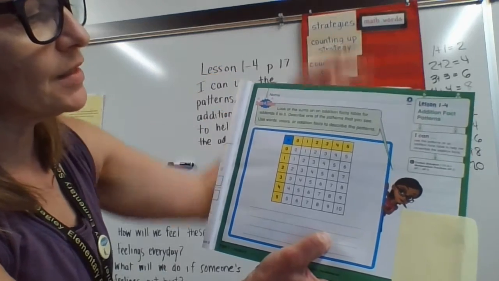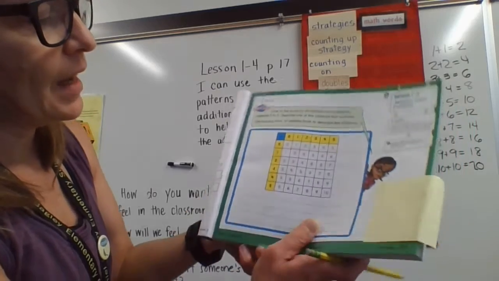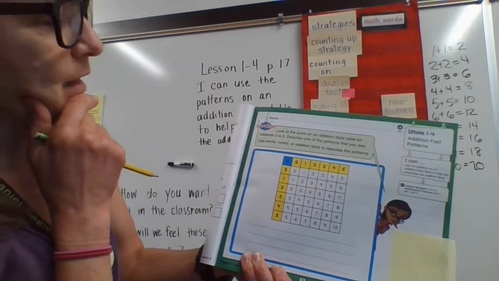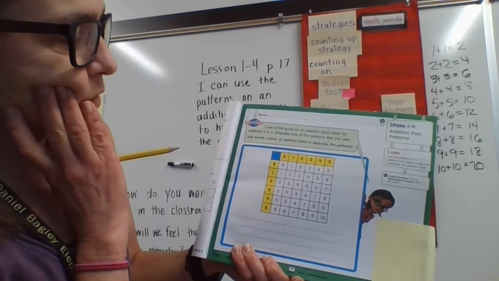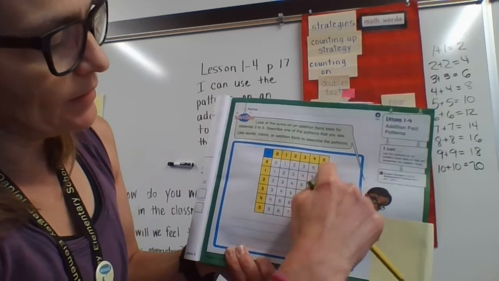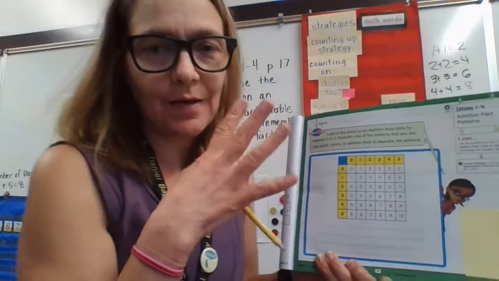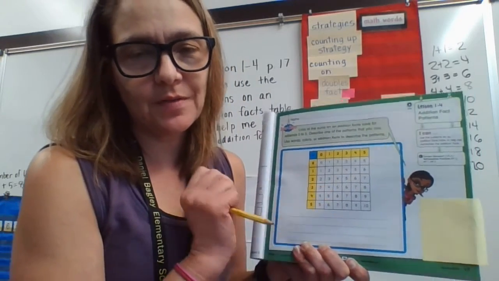Look at the sums on an addition facts table for addends. Okay, and the addends are in yellow. Describe one of the patterns that you see. Use words, colors, or addition facts to describe the patterns. So these are the addends, and the sum is here. Okay, so go ahead and take about 4 or 5 minutes and put your response on this page. Okay, and you can pause the video here, and I will naturally just pause it in the classroom.